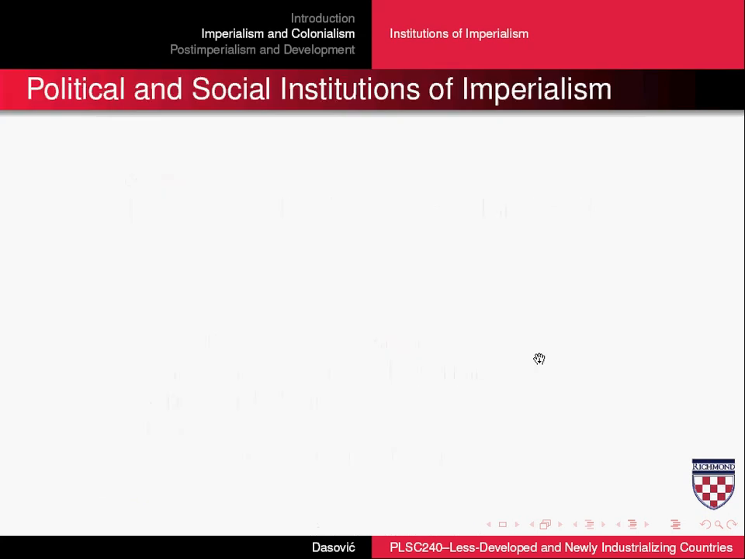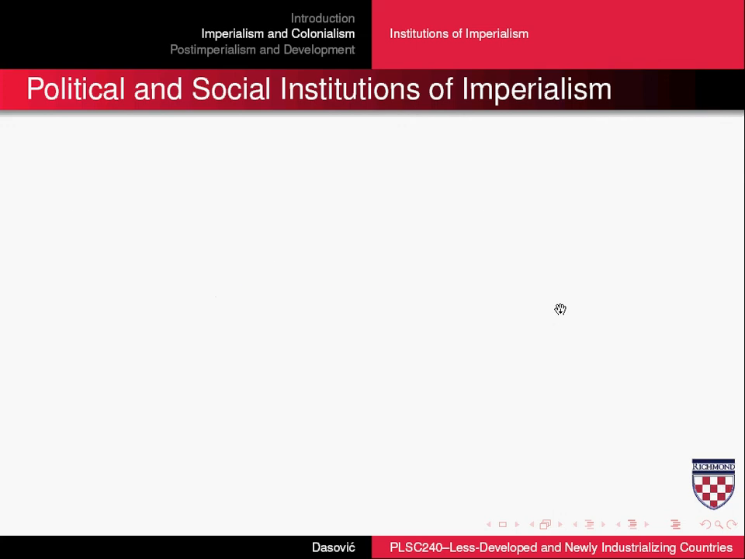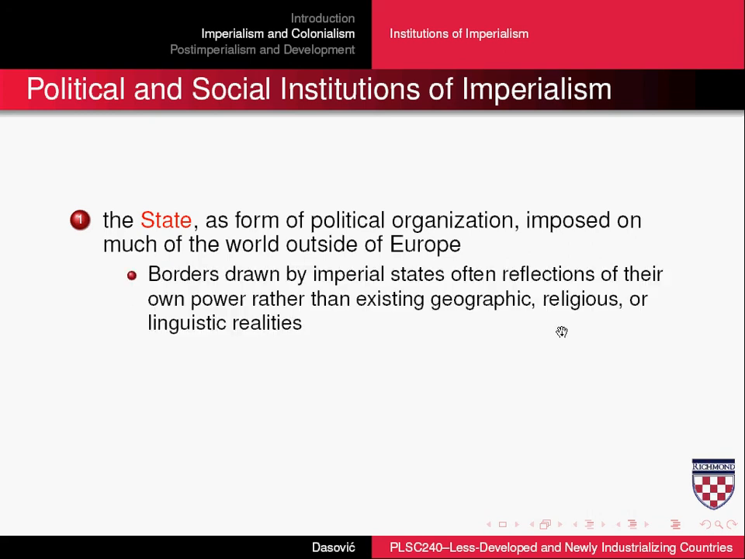Okay. So what are some of the institutions of imperialism? Well, there's the state, right? Political and social institutions, ethnicity that we've talked about, and then also gender is important. Now the state, right, as a form of political organization, as we know, really began in Europe, and it was exported around the world, imposed around much of the world outside of Europe by European imperialists.